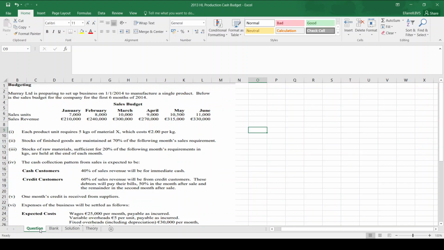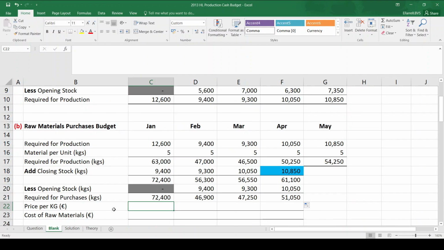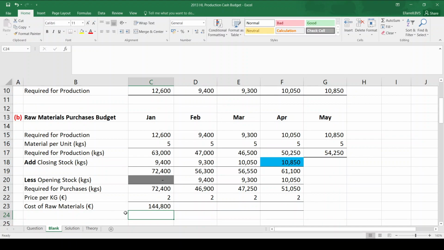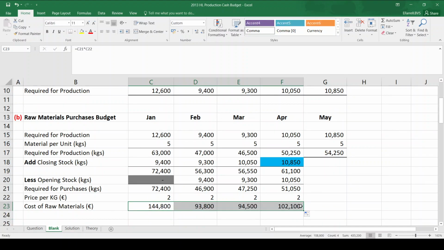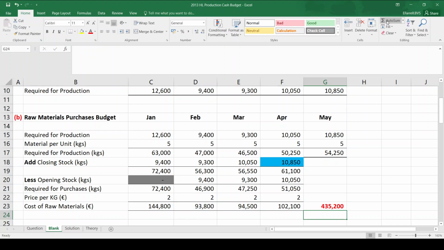Now, what is the price per kg? In the question it says the price per kg is €2. So for every kg it's going to cost €2. So I'm simply just going to multiply all of these by 2. And that will give me the cost in euros of the purchases for the 4 months. And I'm going to add those up because I'm going to need that later on in the question. And they come to 435,200. So that's the production budget part of it done.